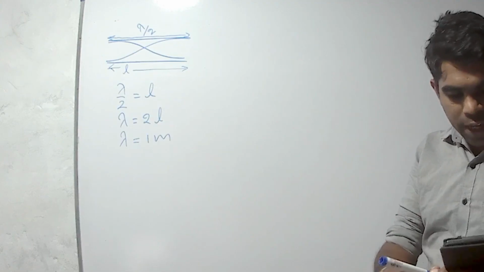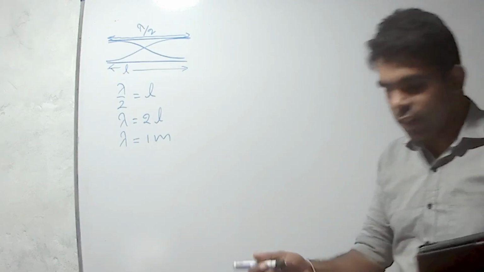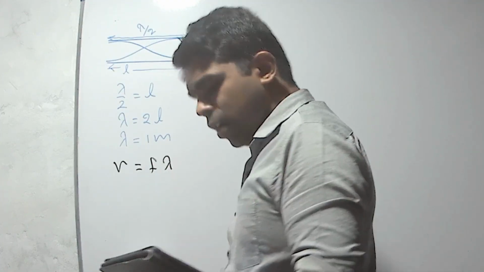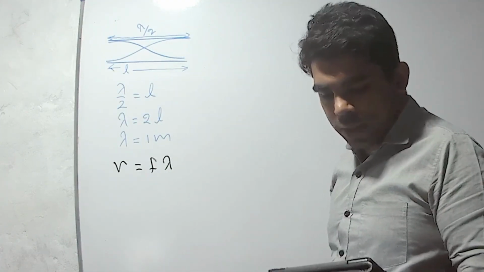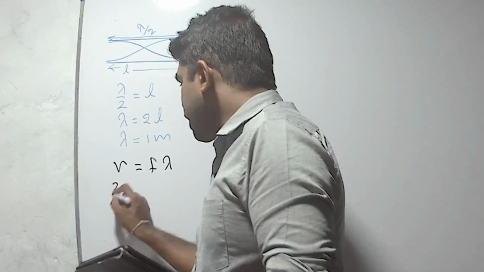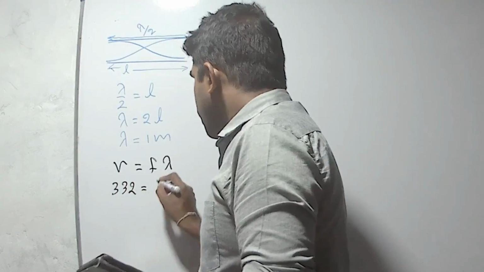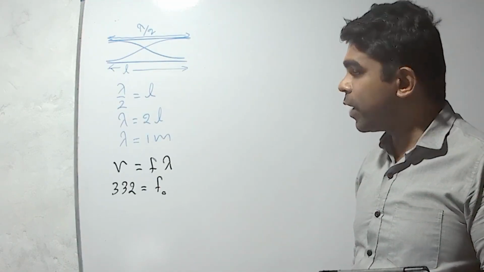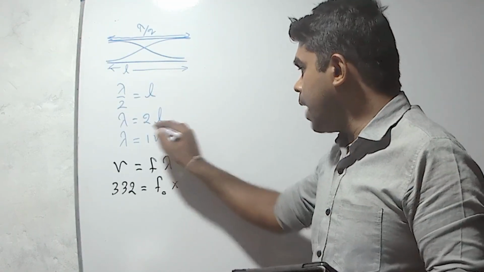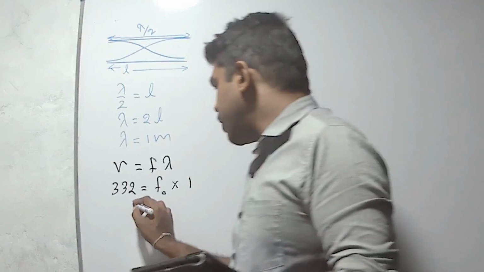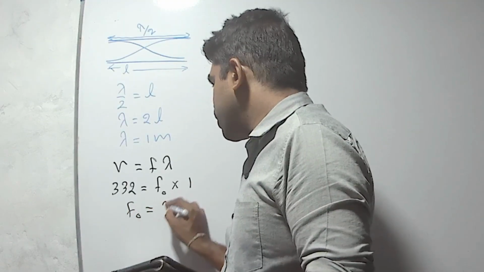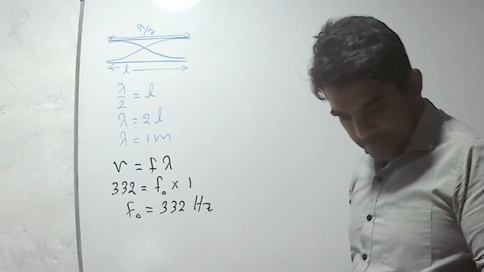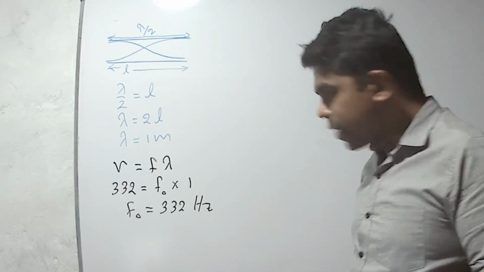Now we can use V equals F lambda to find the frequency. V is the velocity of sound in air, 332. We have to find the frequency. For the fundamental frequency F naught, lambda is 1. Then we can find the F naught value. F naught is 332 Hertz. Then the answer is 4.